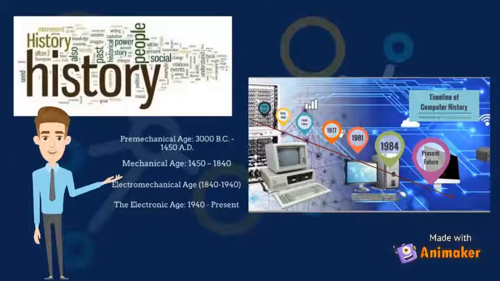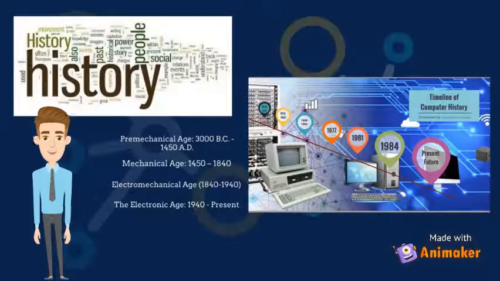The first generation, roughly from 1940 to 1956, the first generation of computers used thousands of vacuum tubes. The second generation, roughly from 1956 to 1963, it was later replaced with a transistor during the second generation that made the size of the computer reduced.